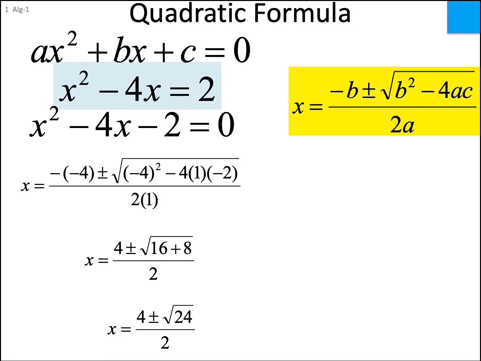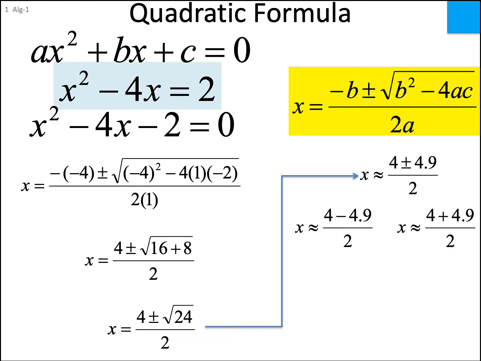Let's see, if we follow the directions from last night, or the previous night's homework, it said if you have the square root of a non-perfect square, grab your calculator. The square root of 24 rounded to the nearest tenth is about 4.9. So we get 4 plus or minus 4.9 over 2. That gives us 2 equations. These are approximations, obviously, since we took the square root of 24. So it would be 4 minus 4.9 over 2 or 4 plus 4.9 over 2. And simply do that math.